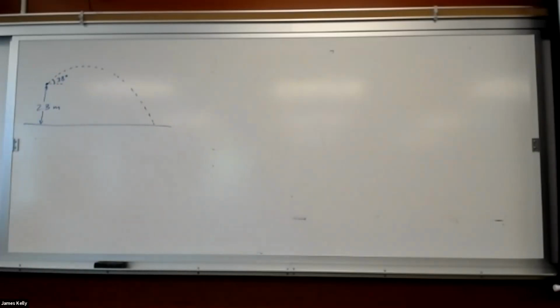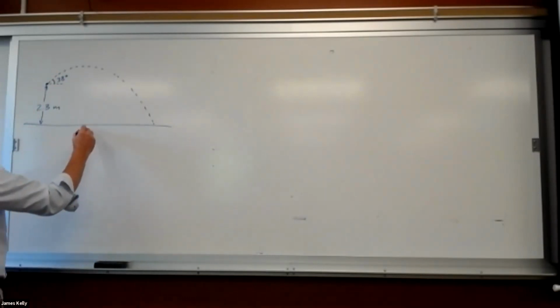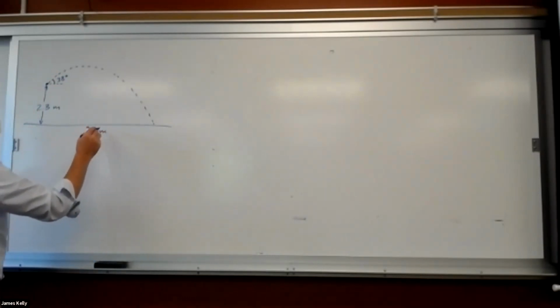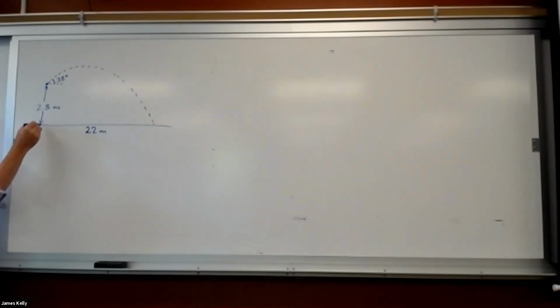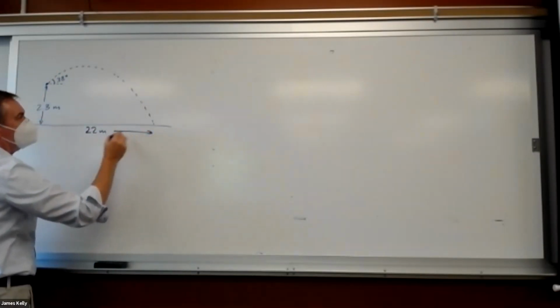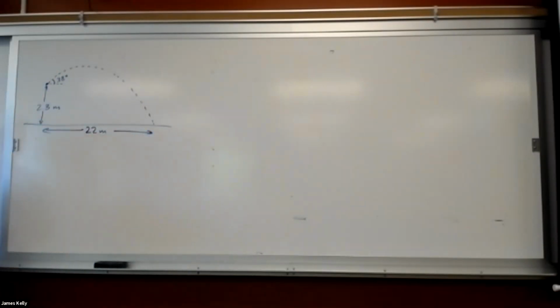We are not told its initial speed in this case, but what we are told is that it travels a horizontal distance of 22 meters. In other words, if we measure from the point just below the release to where it hits the ground, that distance is 22 meters. And in A, at least, we're supposed to find the time. Sounds like a popular thing to ask for.